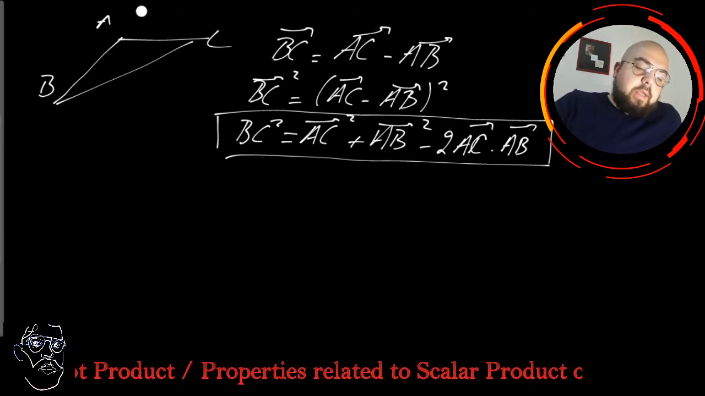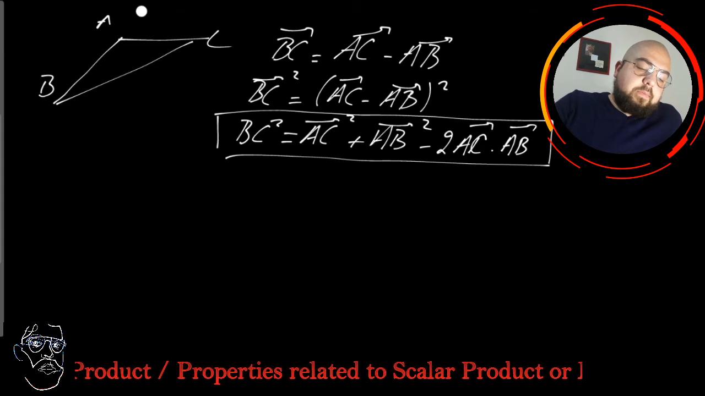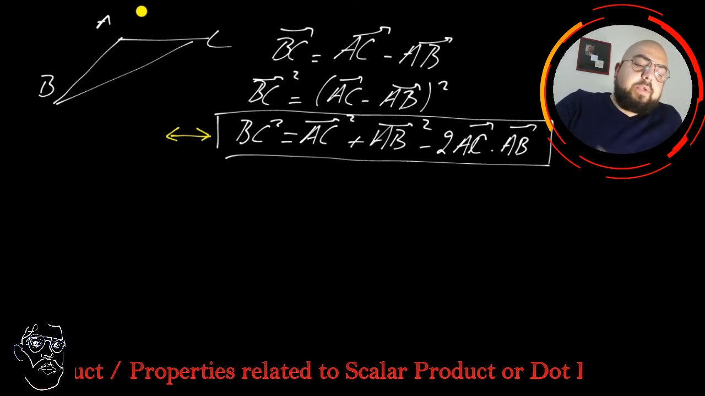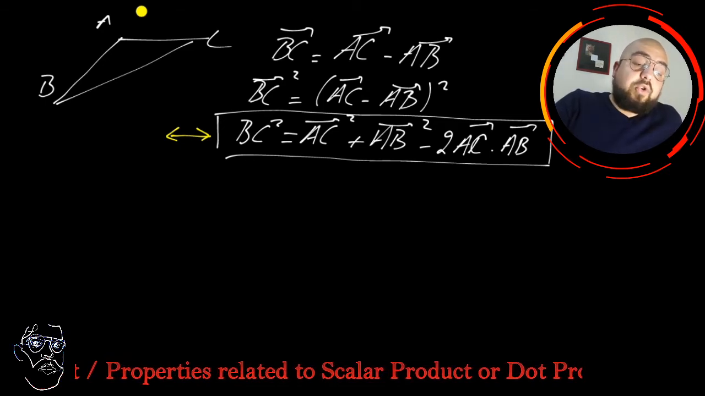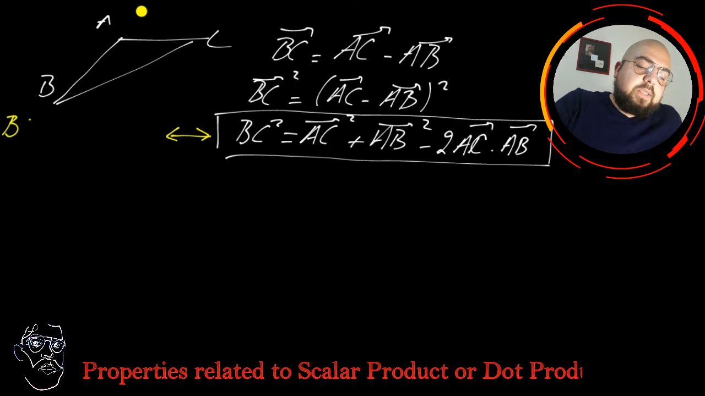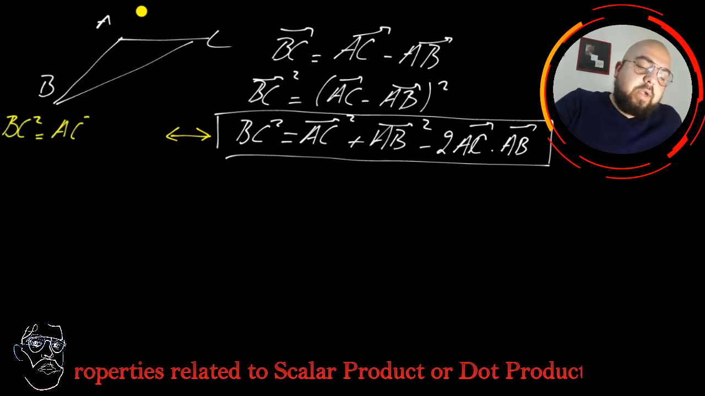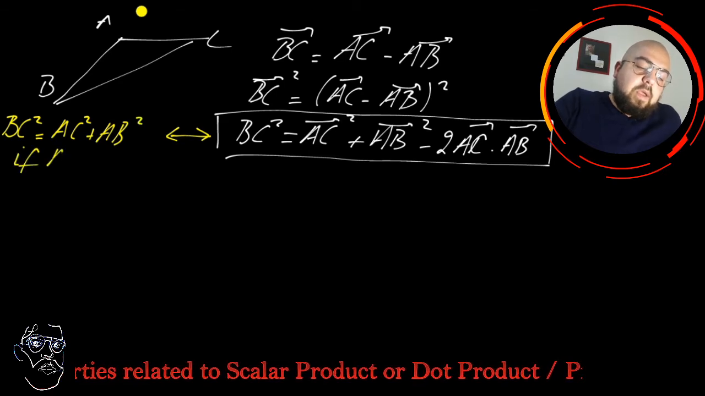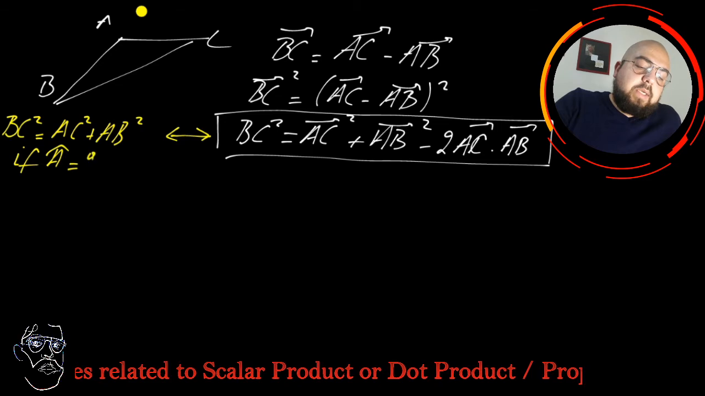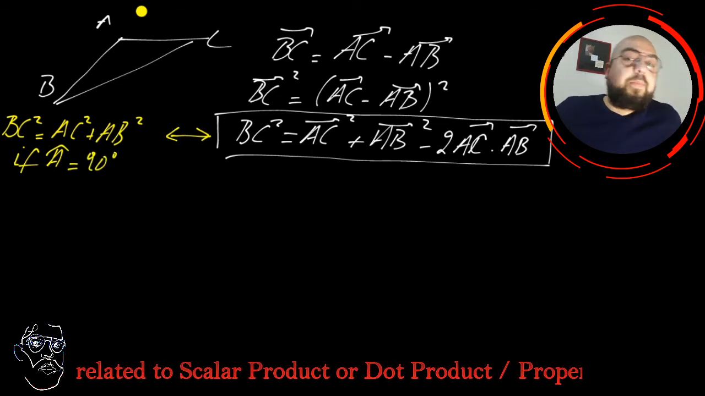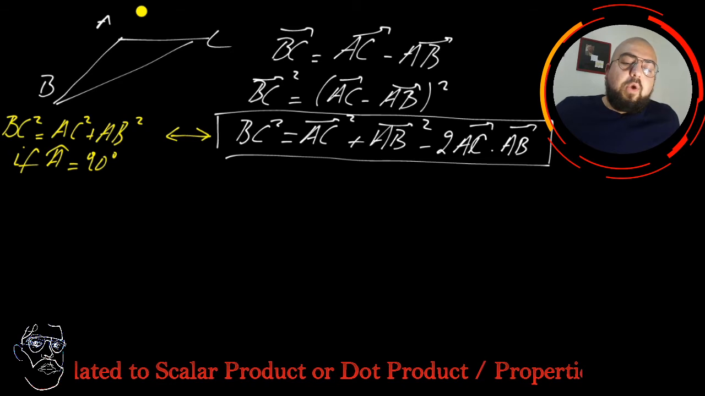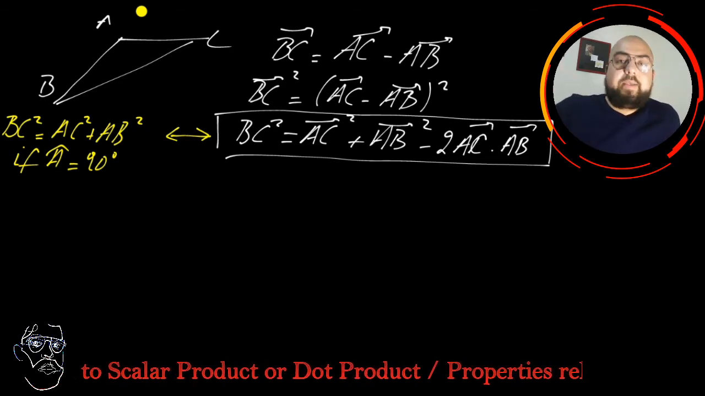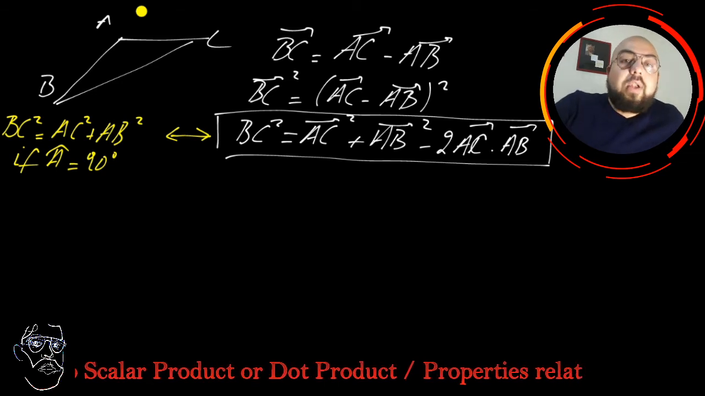I'm going to remind you by talking about similarities with Pythagoras theorem. Let's say ABC was a right triangle at A. You would have written BC squared is equal to AC squared plus AB squared. So this is if A was equal to 90 degrees. Why? Because the scalar product will be 0. So whenever the angle is 90 degrees, the scalar product will be 0, you will have Pythagoras theorem. So this is the generalized form.